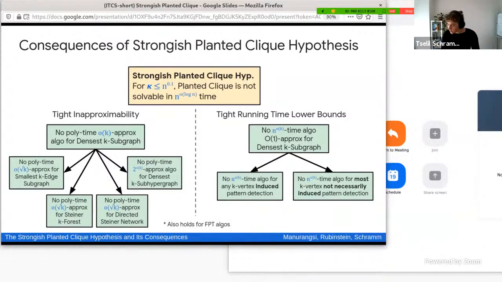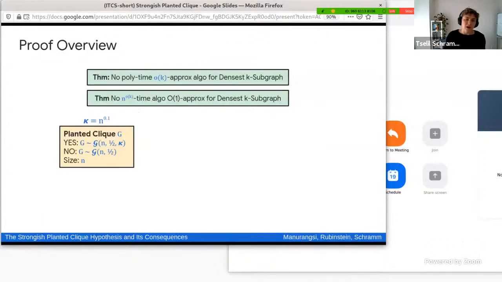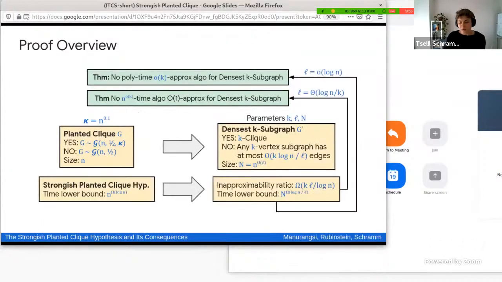Okay, so I have 2 minutes left, so I'll do my best to give you a taste of the proof, but I might just cut to the end in order to spare you, and you can watch Pasin's nice 25-minute version for more details. Both of these main results about densest k subgraph are proven using the same reduction, just plugging in different parameters. I don't want you to take anything away from the slide except that we're using the same reduction. There are some parameters k, l, and n, which will become clear on the next slide, and we just choose different values of l to get the two different theorems.